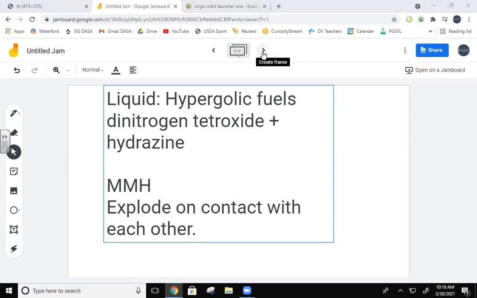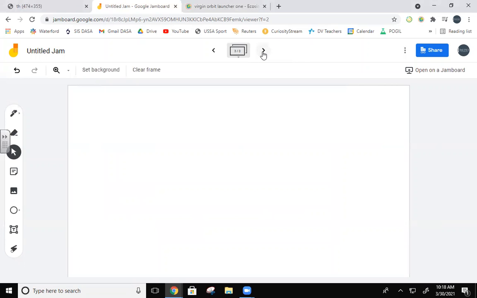The only country that currently uses hypergolic fuels in their launch vehicles, that actually use them here in the atmosphere, is China. Okay. All right. So that's liquid fuel. Let's look really quickly at how liquid fuel engines work.